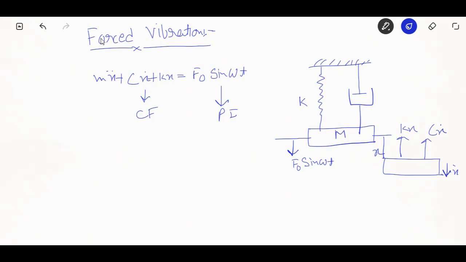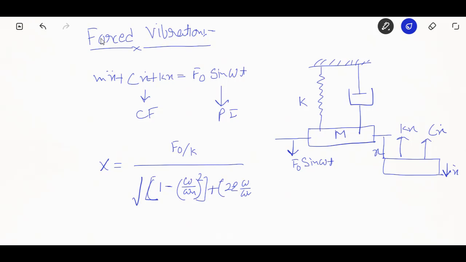We have here the amplitude, which is x equal to F naught by k, divided by the square root of (1 minus (omega upon omega n) squared) squared plus (2 xi omega by omega n) squared.